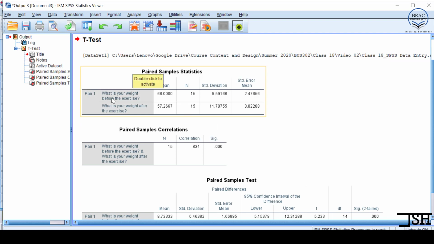Now in the first table, we have two means. In the first column, we have what is your weight before the exercise. So the mean weight for this question is 66. And in the second row, we have what is your weight after the exercise. And the mean weight after the exercise is 57.2667. So we already have these two means, right?